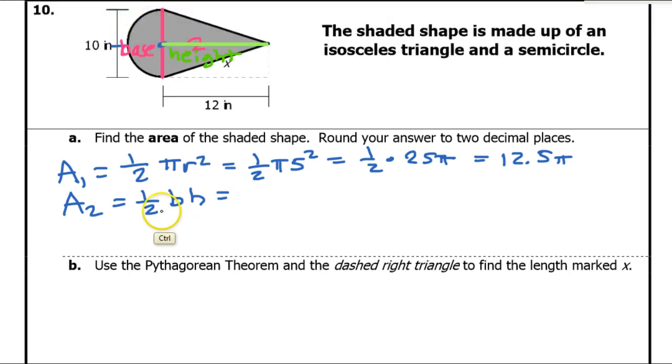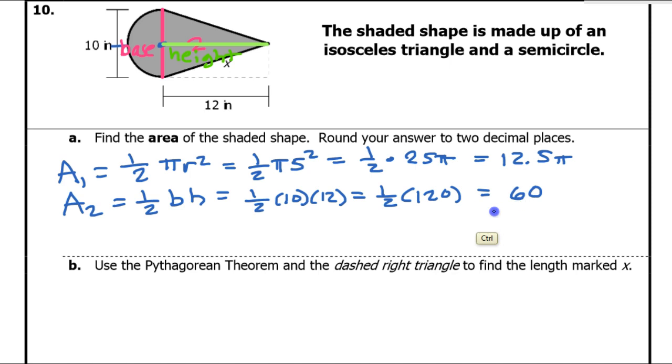So I can get back to my calculation. 1/2 base times height becomes 1/2 times 10 times 12. 10 times 12 is 120, and half of that is 60. All of these are in square inches, looking at the units.